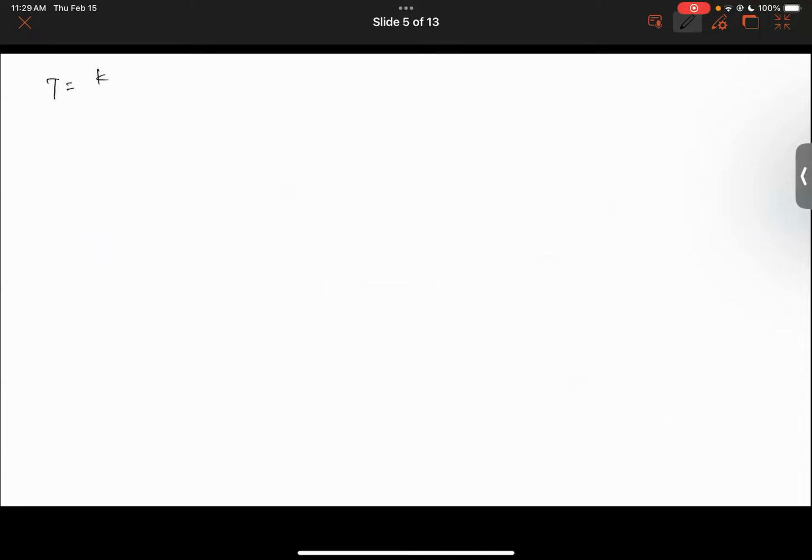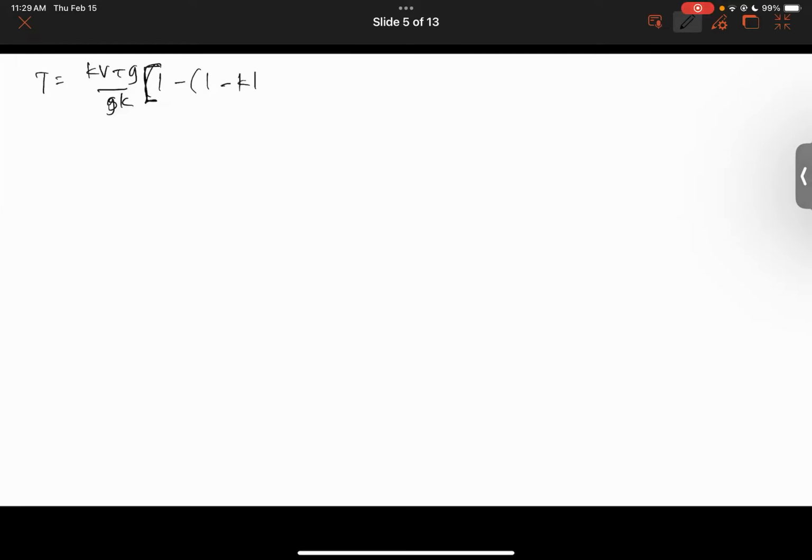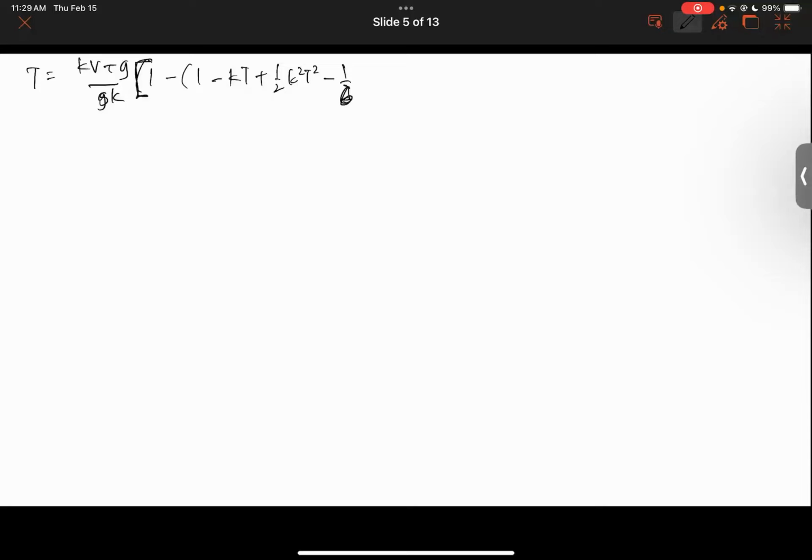exponential. So when we expand the exponential, we have 1 minus 1 minus kt plus 1/2 k squared t squared minus 1/6, kasi 3 factorial, k cube t cube plus and so on and so forth.